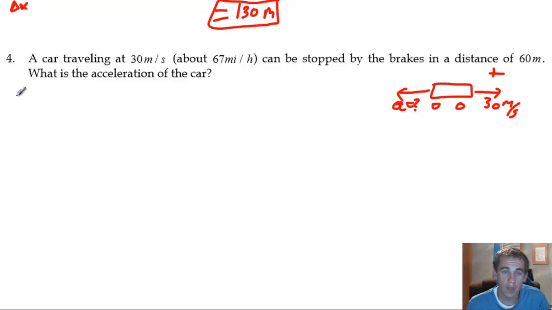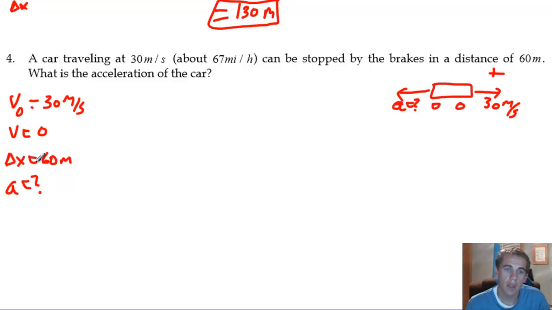So what do I know? I know an initial velocity, a car traveling at 30 meters per second can be stopped, so I know final velocity. By the brakes in a distance of, I know a change in position, 60 meters. What is the acceleration of the car? Alright, so I know an initial velocity, final velocity, and change in position, and I'm looking for acceleration.